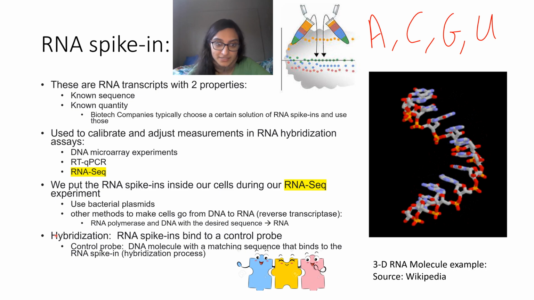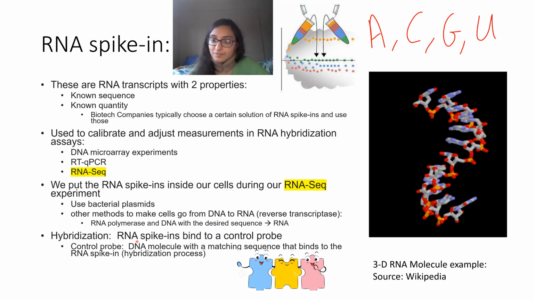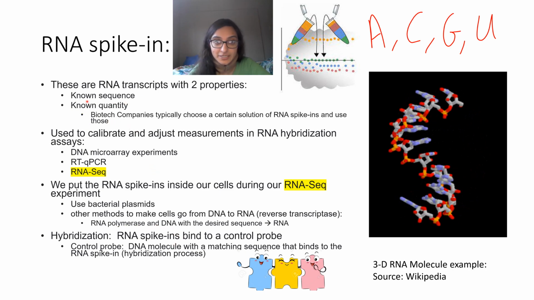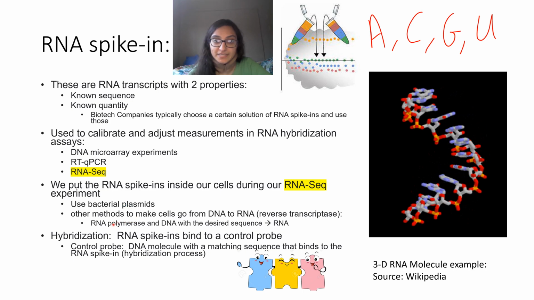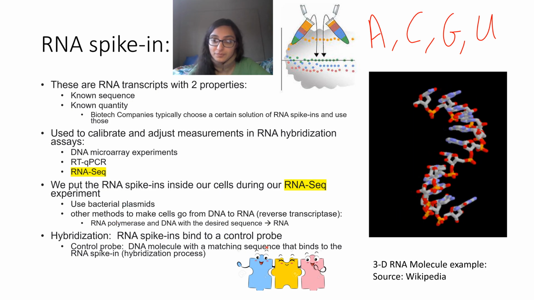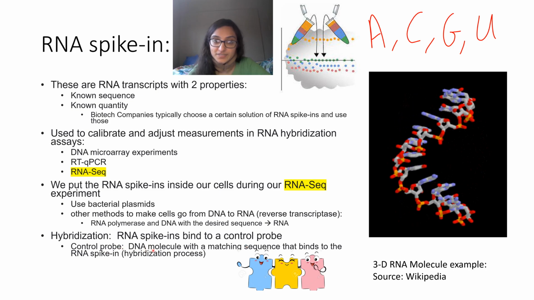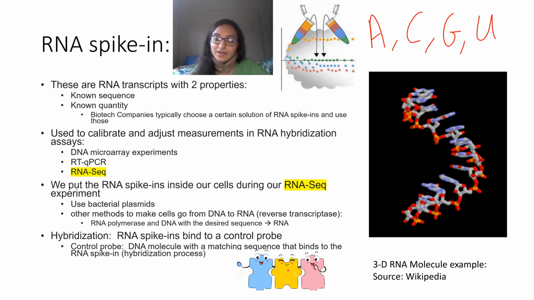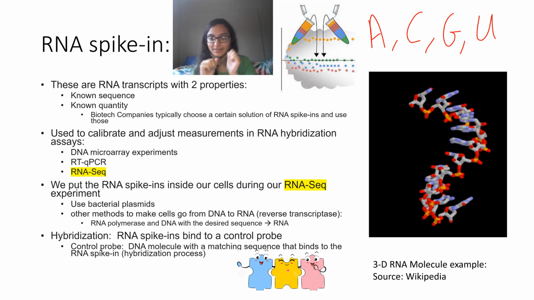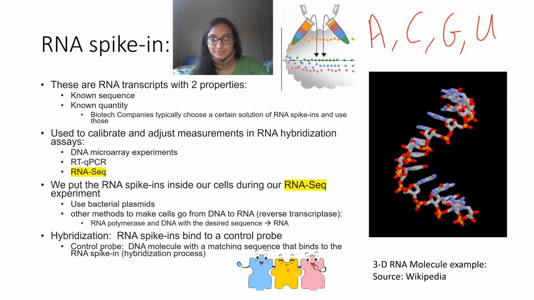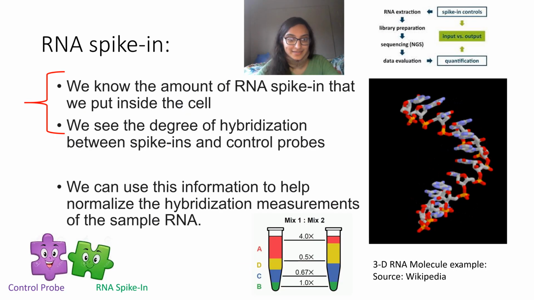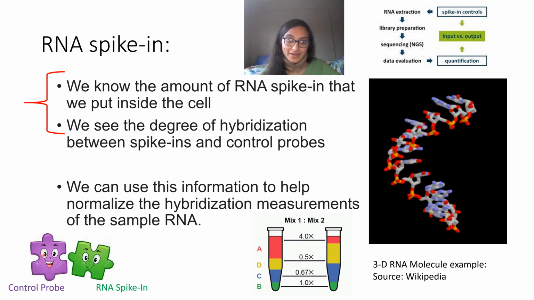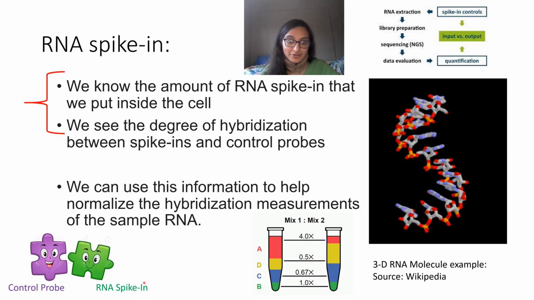So that's important. In hybridization, what we're doing is putting in our RNA spike-in. It's like a control, where we're putting in a known measurement of a known sequence, and these RNA spike-ins are going to bind to a control probe. A control probe is a DNA molecule that has a matching sequence. It binds to the RNA spike-in, and the process is hybridization. They just recognize each other and, like puzzle pieces, they bind. So the hybridization is like puzzle pieces: a control probe, the DNA in the cell, and then the RNA spike-in.